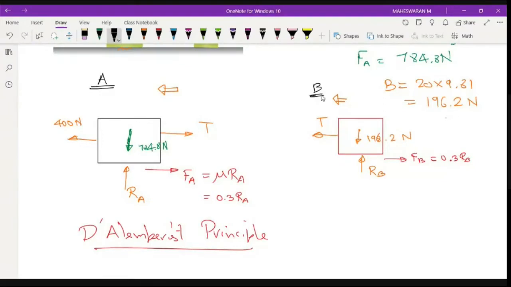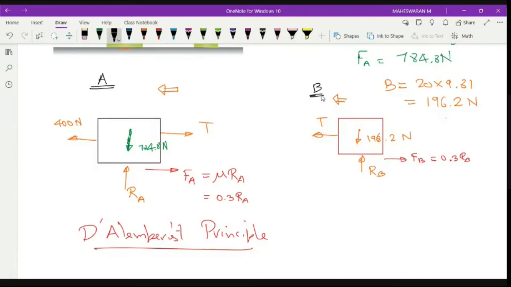Now we'll proceed with D'Alembert's principle. When you proceed with D'Alembert's principle, the first thing is the rule: you have to take a block which has the minimum unknown forces, and from there we solve it. So which block has the minimum unknown forces? Block A, sir. It's B, sir. Okay, both are the same.